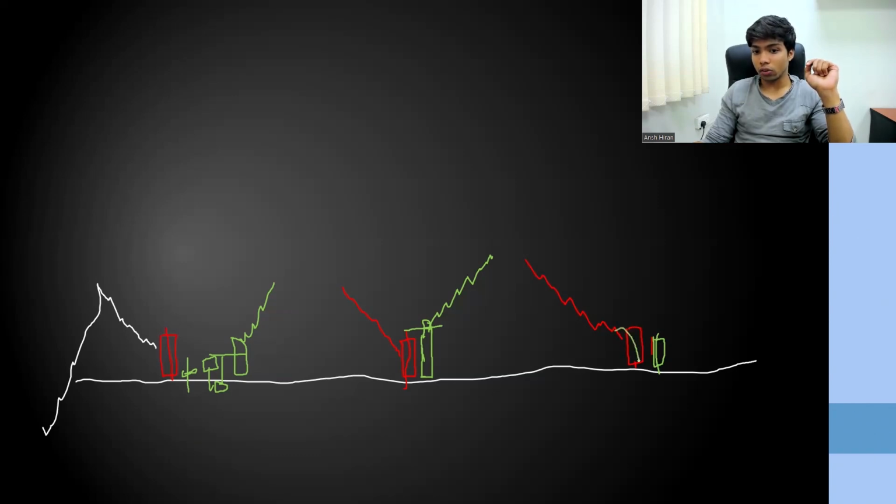The market was going down. This has said the market is not going down, it's taking support and going up. So the next day when the market opens, you will place your buying order above the high of this green candle. Once the high of this green candle is breached, you will buy and the market will start. These are the three ways you can enter into the market.